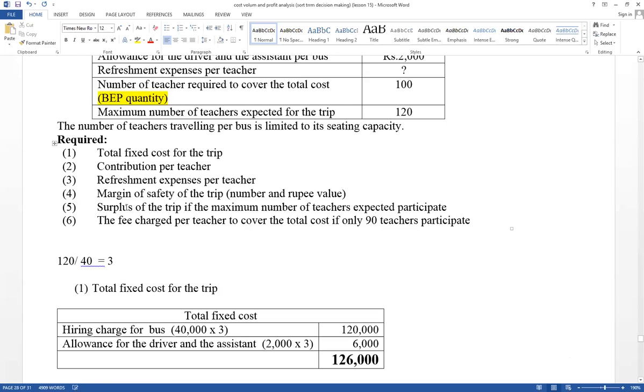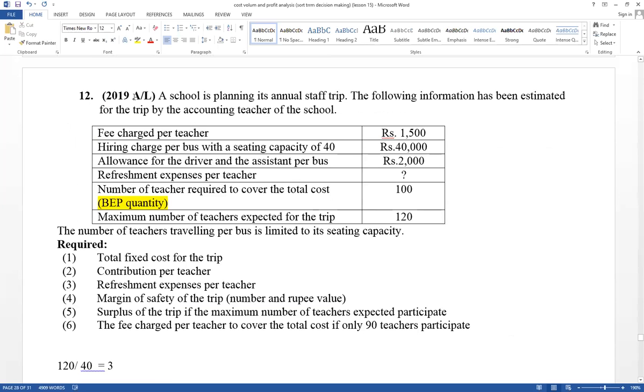Last one, question number 12, last 2019 paper. Next one, there's a very important question, number 6. Think about requirement 6. The fee charged per teacher to cover the total cost if only 90 teachers participate. Think about this situation. To cover the total cost, 100 teachers should participate.